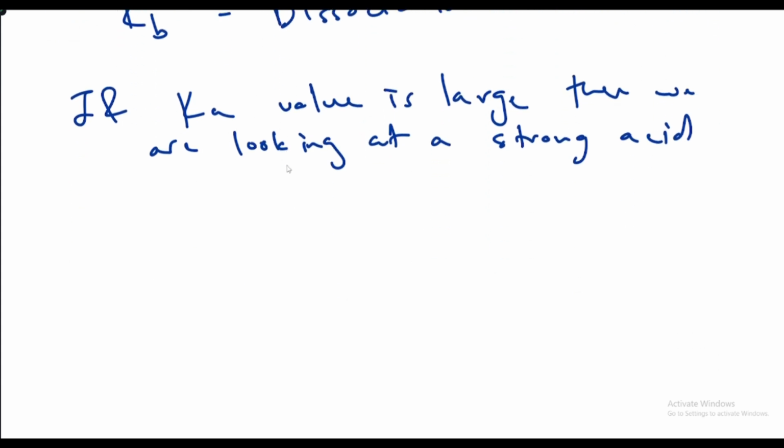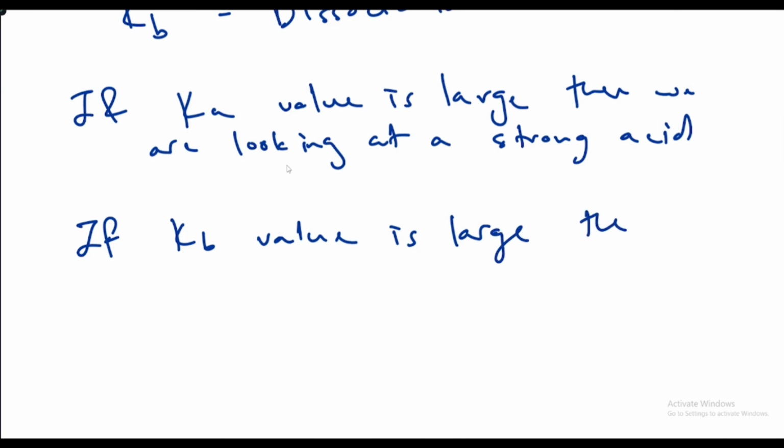The same would hold true for Kb. If the Kb value is a large value, then we're looking at a strong base. And if it's small, we are looking at a weak base. Right? Now, these Ka and Kb values will be given to us in high school. We won't have to read them from a table. They will be given to us, right?